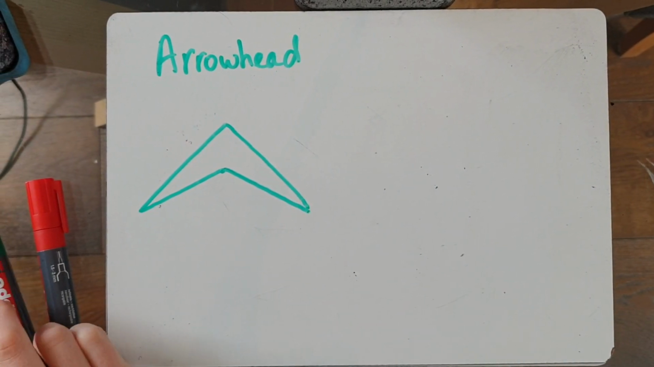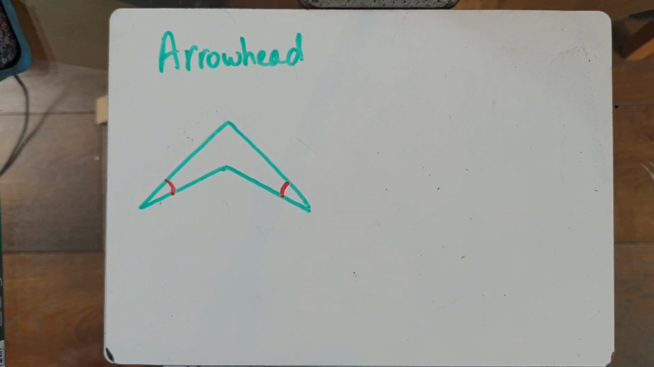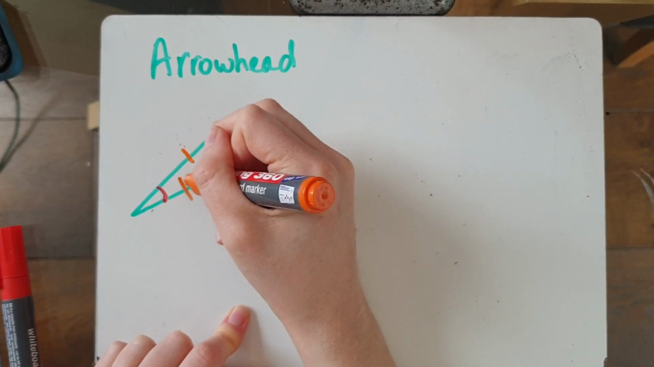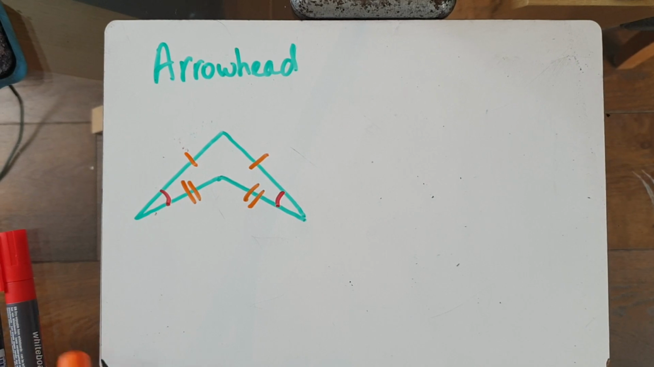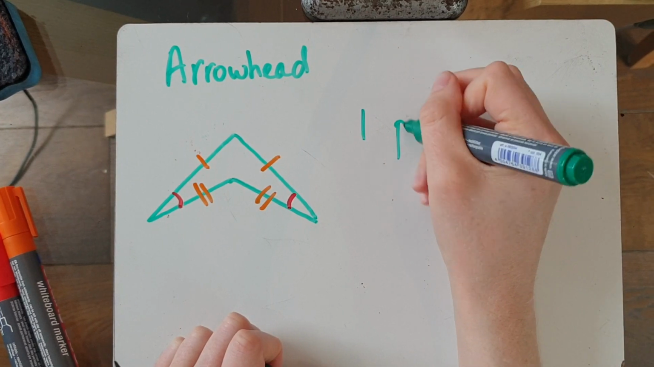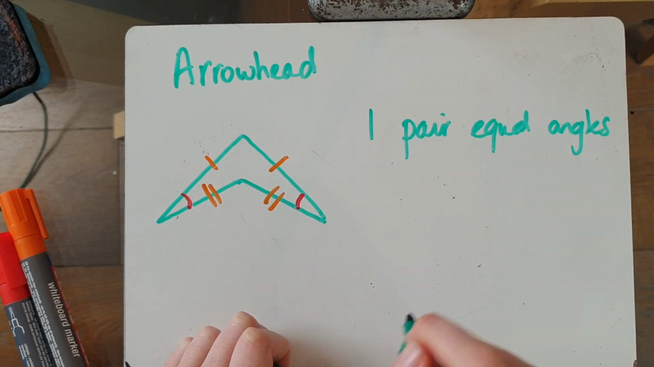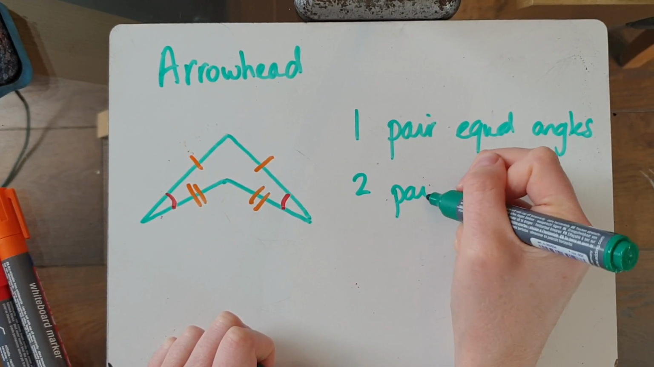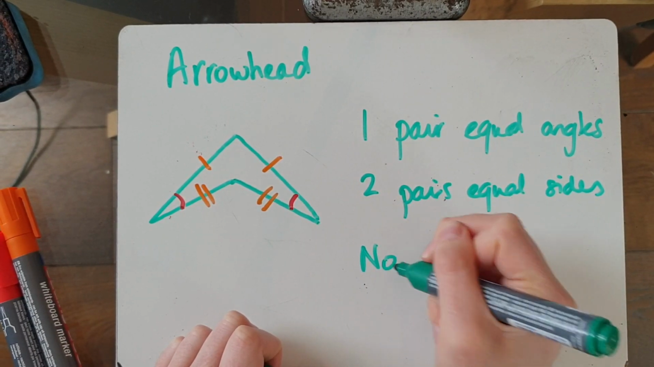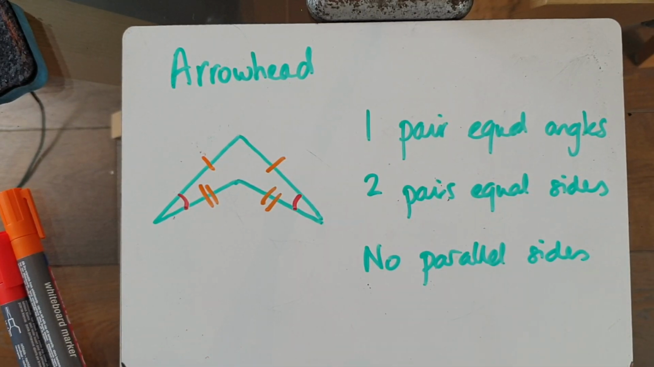It's going to have one pair of equal angles, and they are these two angles. It's also going to have two pairs of equal sides, this one and this one, and this one and this one. And just like a kite, it has no parallel sides. So, one pair of equal angles, two pairs of equal sides, and again, no parallel sides. Okay, so get that copied down, please.